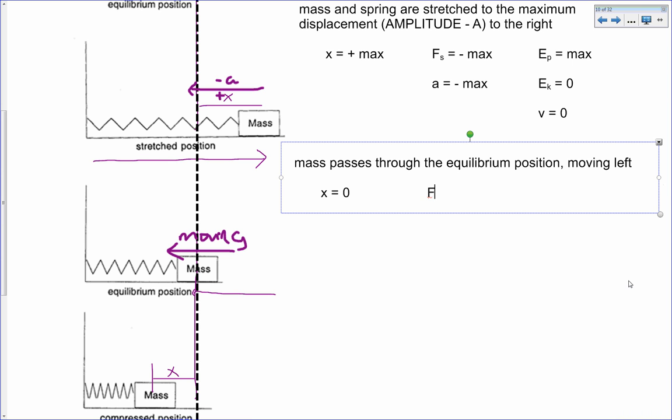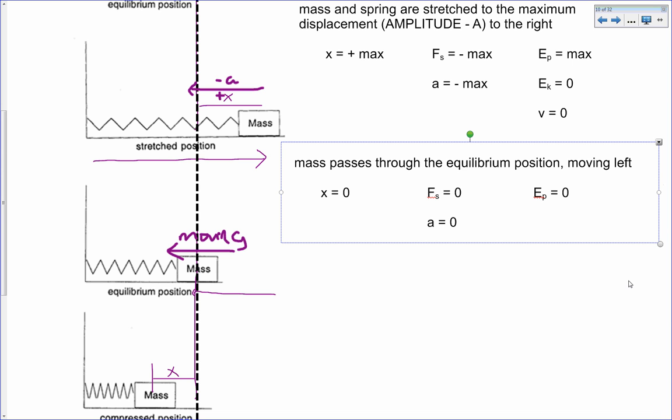When it's at its equilibrium position, the restoring force is equal to 0, because the restoring force is F = kx, and if x is 0, then F has to be 0. Potential energy is also 0, because it involves x as well. If x is 0, then 1/2 kx² is 0. If the restoring force is 0, then your acceleration is also 0.